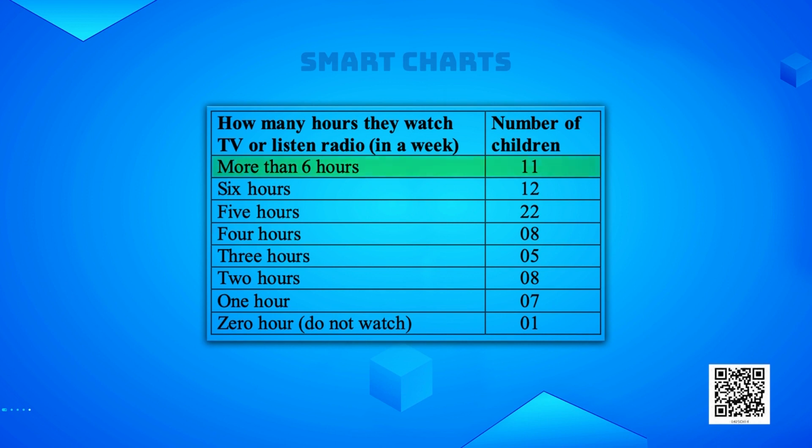So, 11 friends had spent more than 6 hours in front of a TV or radio in a week, 12 friends had spent 6 hours, 22 friends had spent 5 hours in a week, 8 friends have spent 4 hours in a week, 5 friends have spent 3 hours in a week, 8 friends have spent 2 hours in a week, and 7 friends spent 1 hour in a week, and finally there was one friend who does not watch TV or listen to radio, that means he spends 0 hours in a week.